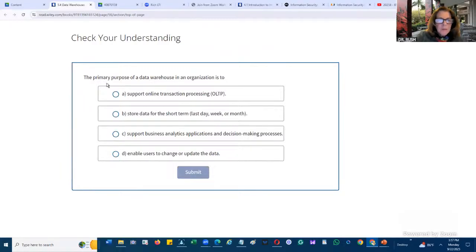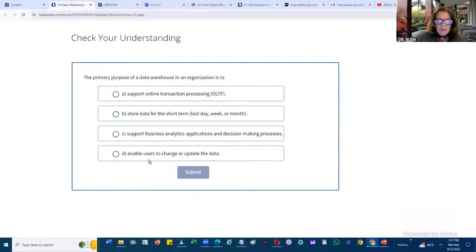If we look at this multiple choice, the primary purpose of a data warehouse in an organization is to what? Support online transaction processing. Online transaction processing means day to day. It means like inventory. It means that if I go to Publix and I go to the counter and I swipe that I took a bottle of water and I swipe it, that's online transaction processing. Store data for the short term, last day, last week, last month. Support business analytic applications and decision-making processes, or enable users to change or update the data.